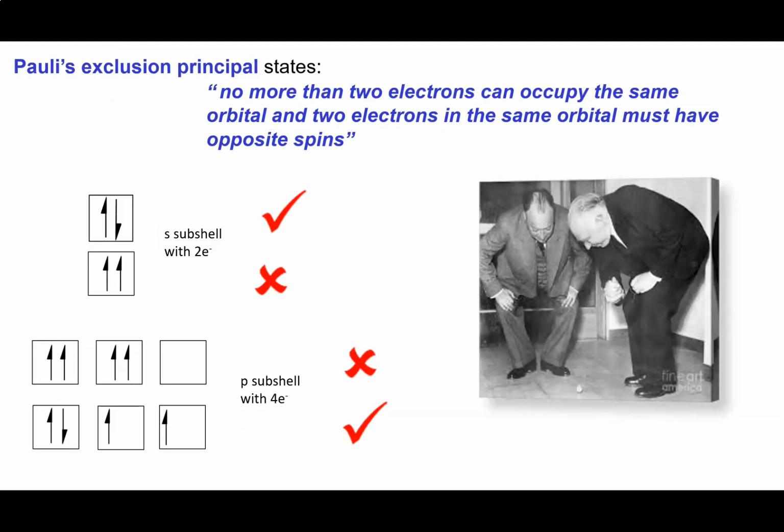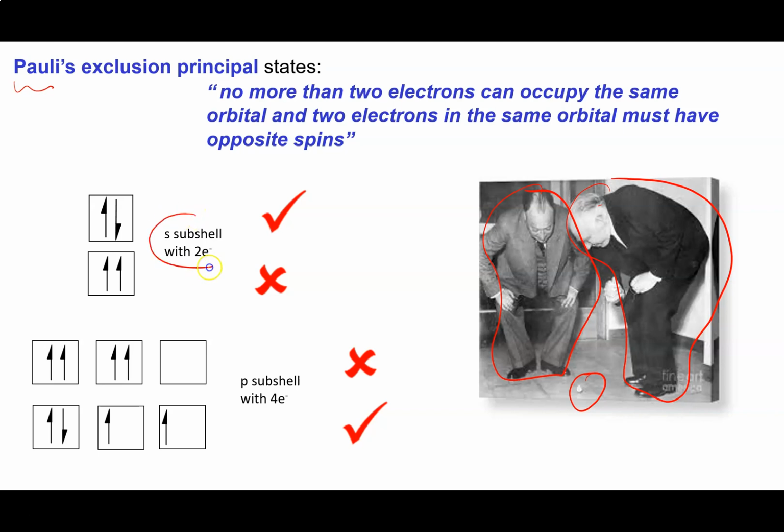Now, there's also another rule, and this was identified by Wolfgang Pauli, who was really obsessed with how things are spinning. This is Wolfgang Pauli here, and I think this is Niels Bohr when he was older, and they're looking at a spinning top because Wolfgang Pauli loved thinking about how things spin. He says that no more than 2 electrons can occupy the same orbital, and if you do have 2 electrons in the same orbital, they have opposite spins.